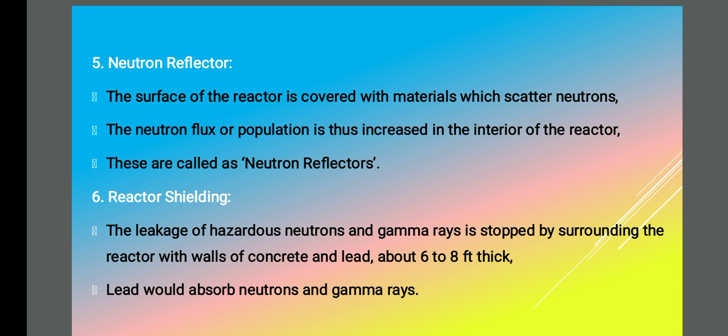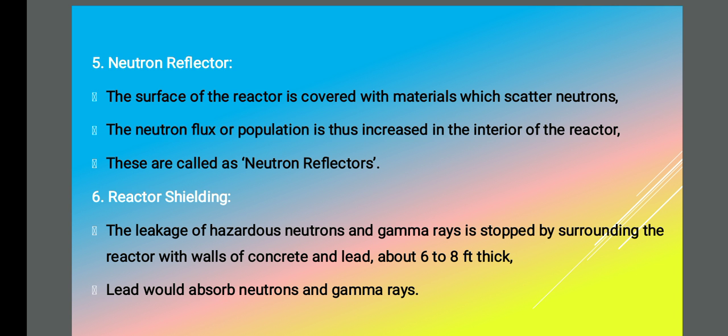And last one is reactor shielding. In a nuclear reactor, a large amount of radioactive rays will be emitted. So the leakage of hazardous neutrons and gamma rays is stopped by surrounding the reactor with a wall of concrete and lead.